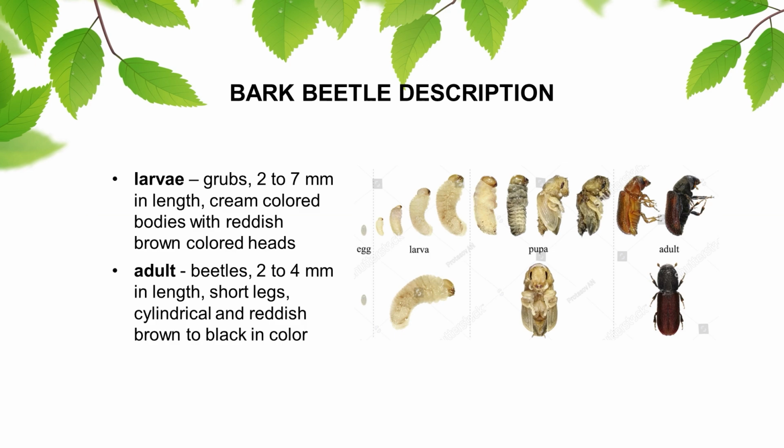The adults are small beetles, 2 to 4 millimeters in length. They have short legs, and their bodies are cylindrical-shaped. They are reddish-brown to black in color.